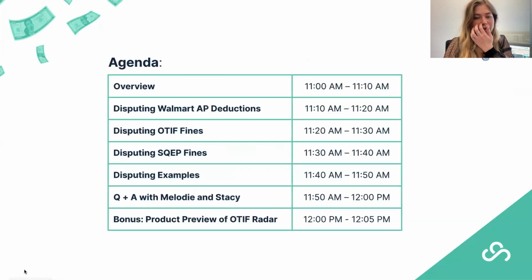Today we're going to be doing a brief overview of the topic. So what are deductions? What are compliance fines? We're going to be talking about how you can actually dispute Walmart AP deductions, how you can dispute OTIF fines, how you can dispute SQEP. And one thing I need to say at the top of this: this is a very Walmart heavy webinar, so you will be seeing a lot of Walmart examples in here. And then we'll give some examples of how you can go and dispute.